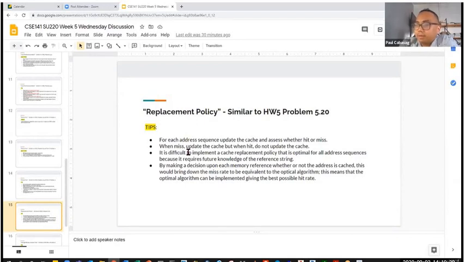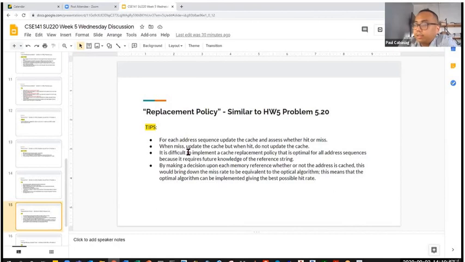There are a few conceptual questions in here. And just to talk about those, when you're replacing a cache block and trying to optimize that for all addresses, it's sometimes challenging because it requires future knowledge, maybe of the reference string. So that's just a tip if you guys are struggling with those.